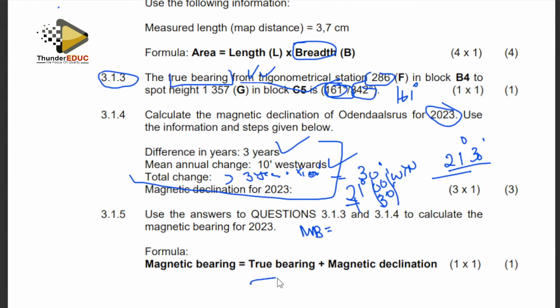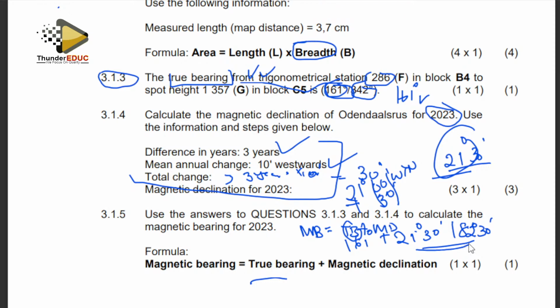MB, the formula is down here, which is the TB plus the MD. What is TB? TB is this answer you got here, which is 161 degrees, plus this answer you got in 1.4, which is 21 degrees 30 minutes. So these are degrees, they go with degrees. So 21 plus 161, you get 182 degrees. How many minutes? The minutes remain 30 minutes. And then you go on.